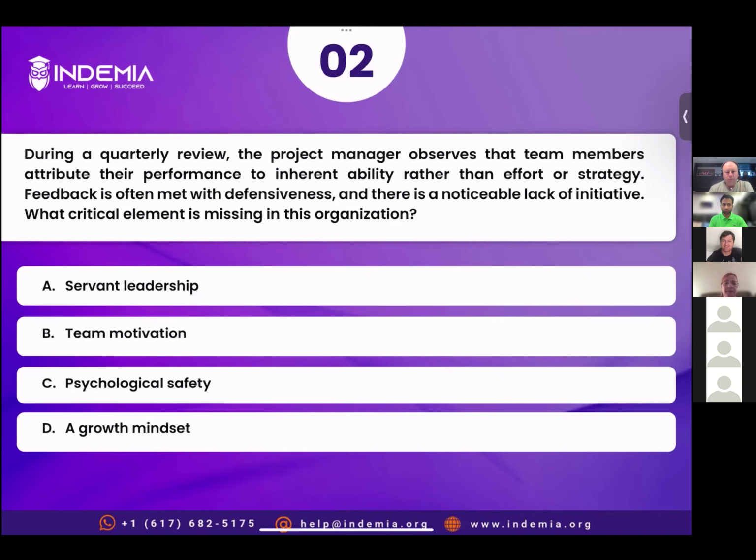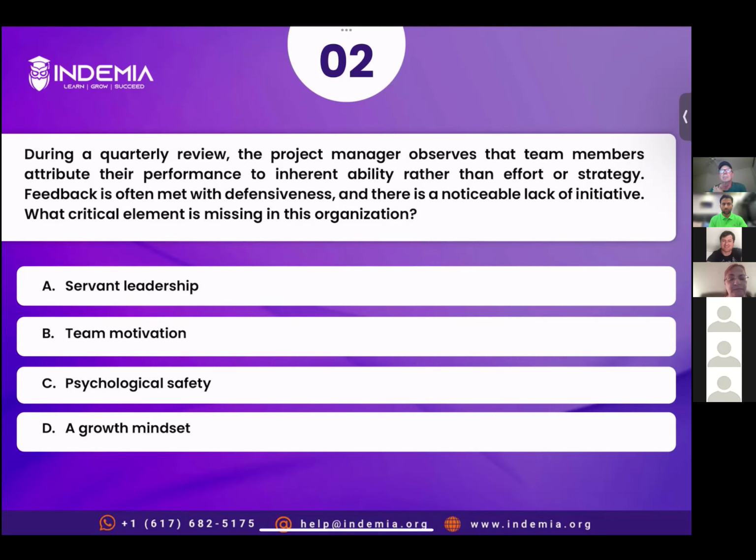Robin, you have chosen option B. I think what pointed me towards option B was the word effort. They didn't have effort, so the lack of effort meant that they didn't have motivation. So that's what made me choose B. All right. Thank you for explanation. This could be the right answer.